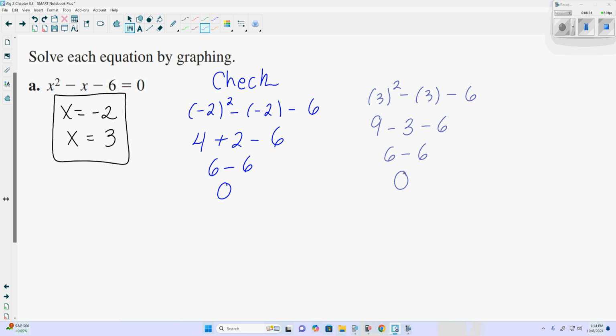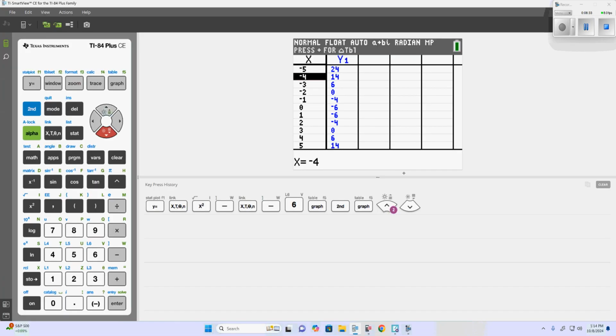So, again, when we look at the graph, we're looking for what values of x make the y value be 0. So here at negative 2, what's the y value? And at 3, the y value is? So the values of x that make the y value be 0, or our solutions, are negative 2 and 3. And that's it.